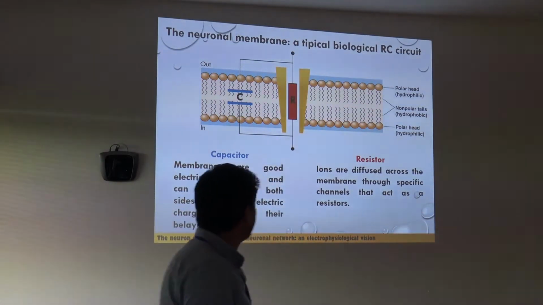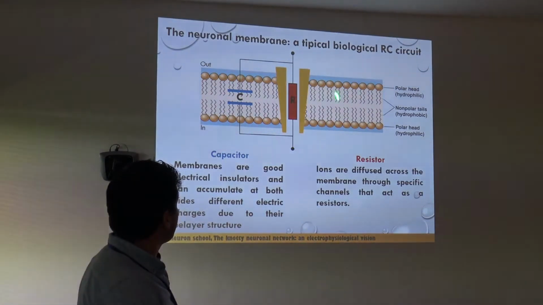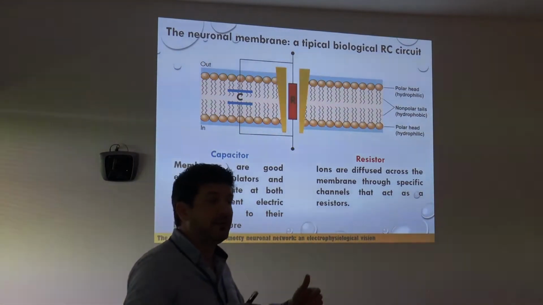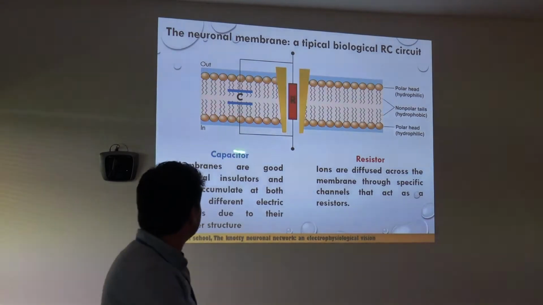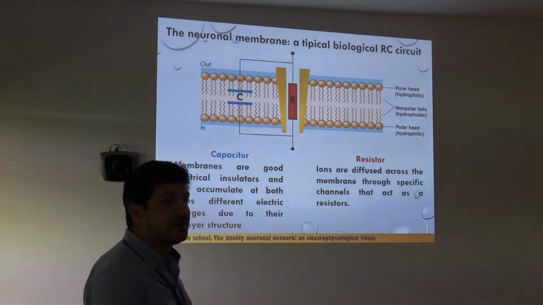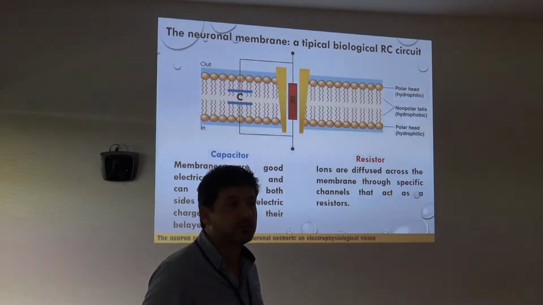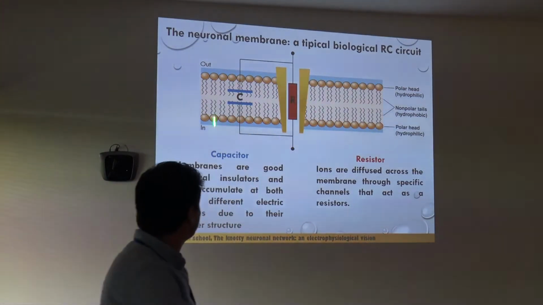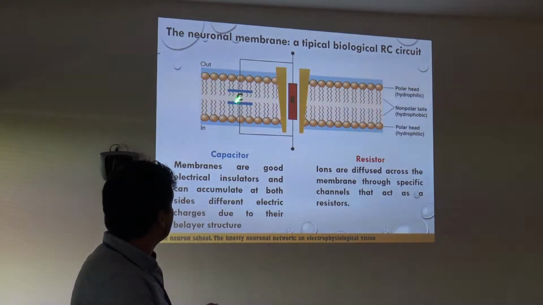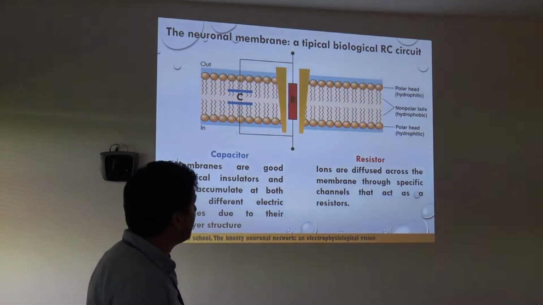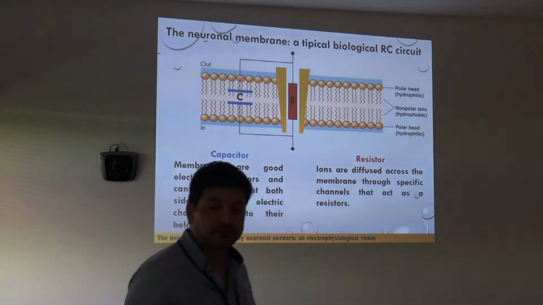If you have, for example, a Purkinje neuron that is really big, the capacitive properties of the membrane are much bigger than, for example, a granular neuron in hippocampus. So the capacitive properties of the membrane depend directly on how big the neuron is.